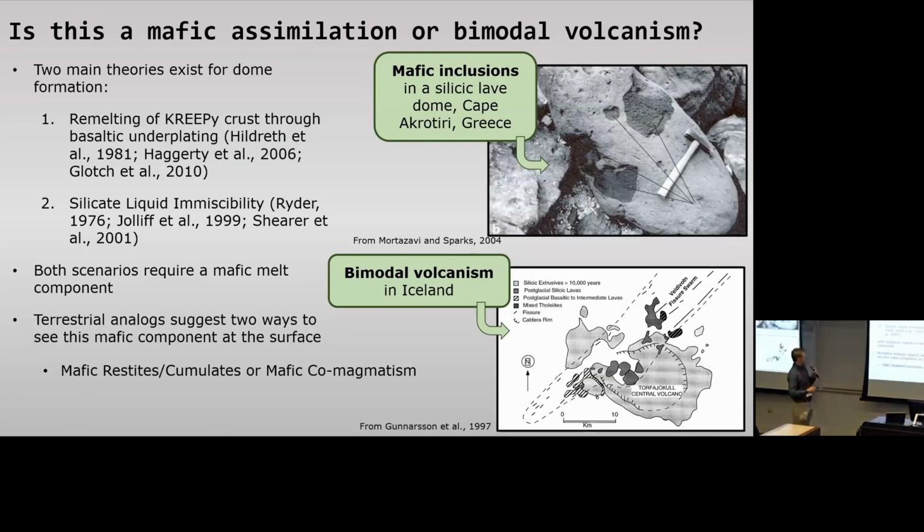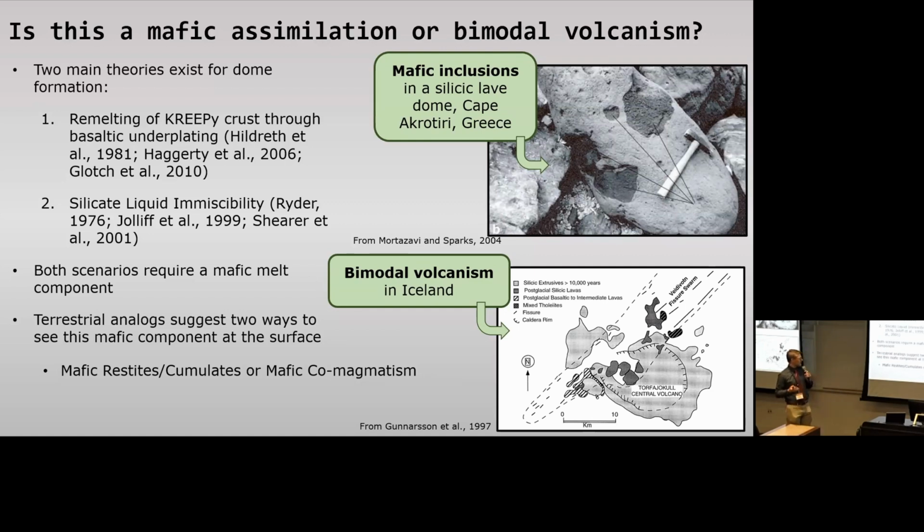So, all right, great. We have some mafic material maybe, but really we have to take a step back and say, what is it even doing there in the first place? And to try to answer this question, I will bring up that there are two main theories for how the domes are created right now, and that is by basaltic underplating, melting creep-rich crusts, or by silicate liquid immiscibility after extensive fractional crystallization. And in both of these scenarios, you have to have a significant amount of basaltic melt in the system. And turning to terrestrial analogs, they suggest two ways to bring this mafic material up to the surface so we can see it.